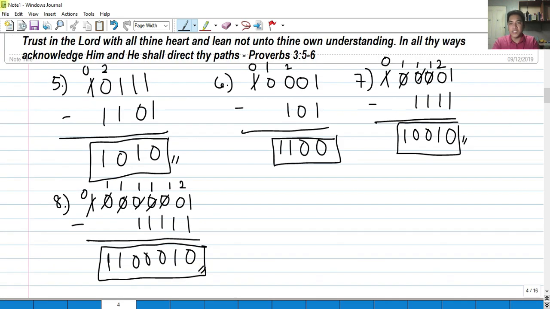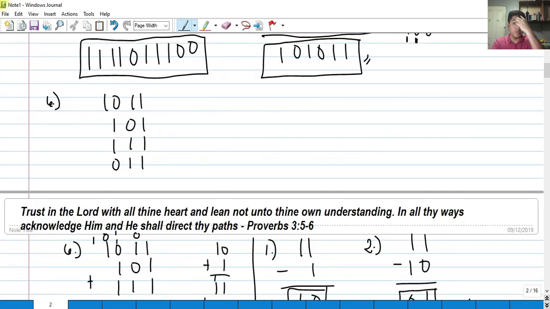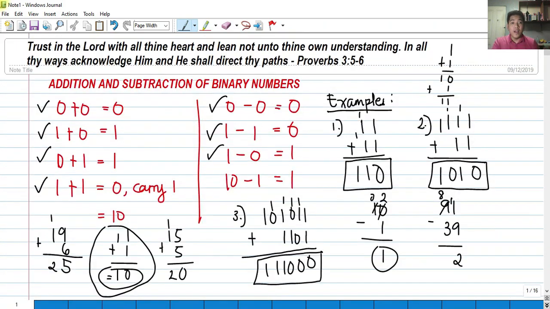And that's all for the basic addition and subtraction of binary numbers.